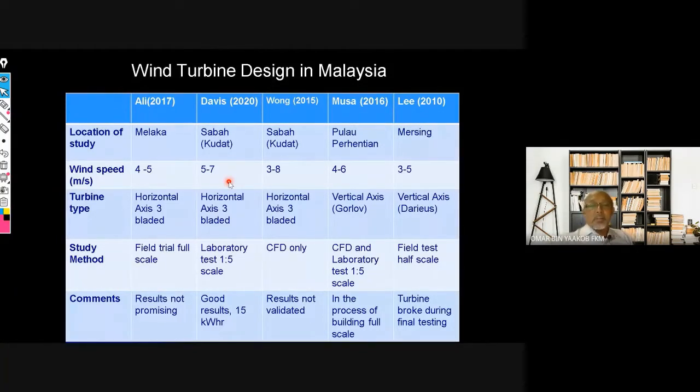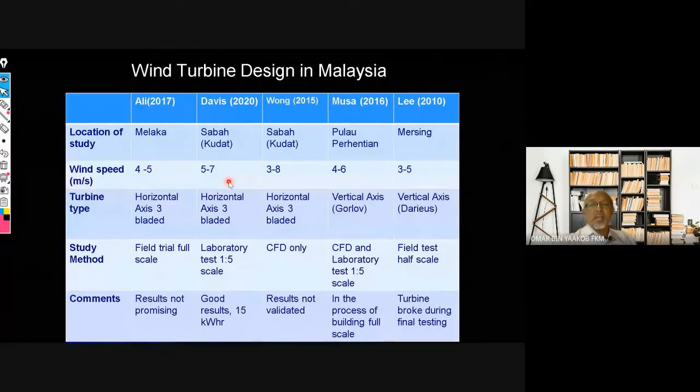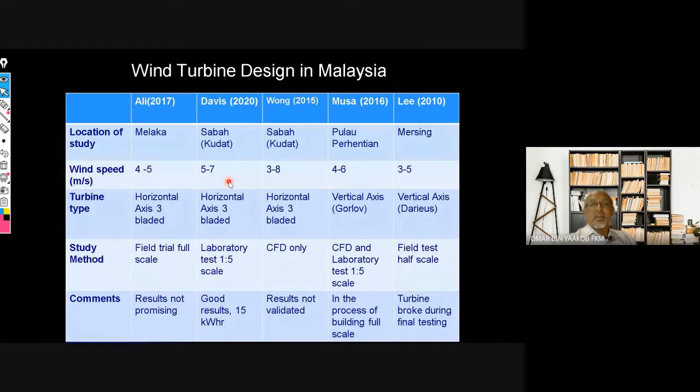Okay, so that's the part about writing your literature review. It is not an expanded bibliography, as has been mentioned before. We cannot say like this, for example, Davies 2020 carried out research in Sabah, and their work is based on a wind speed of 5 to 7 seconds. They use a horizontal axis to be validated, and the tests were done in the laboratory at 1 to 5 scale. They have good results, and the final production was 15 kilowatt hour. Okay, that's Davies. Now we go to Wong.